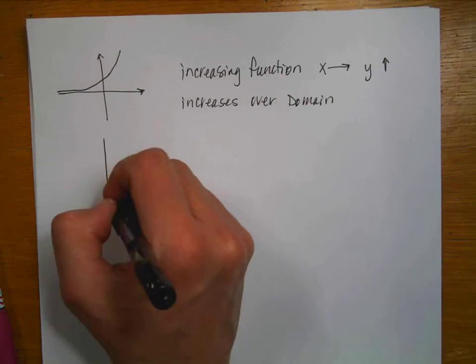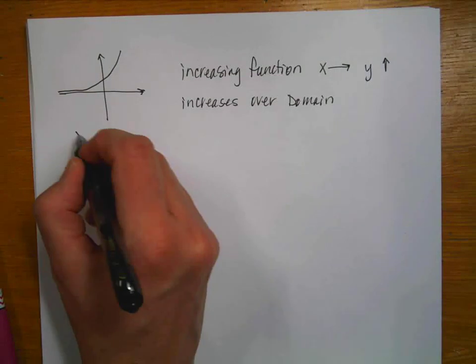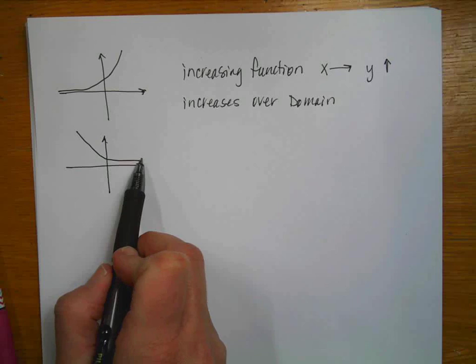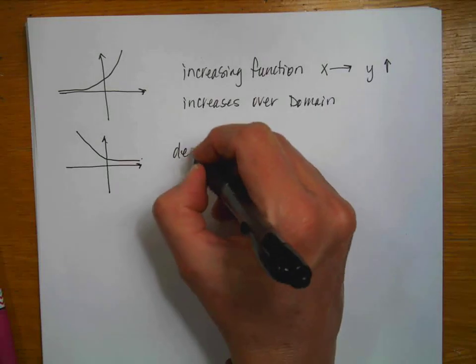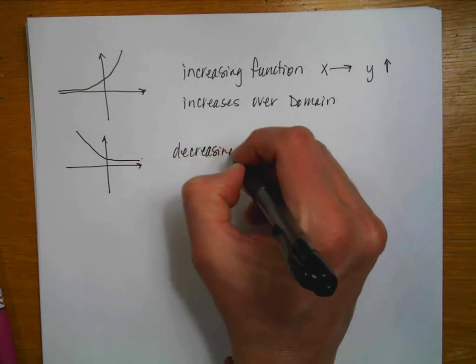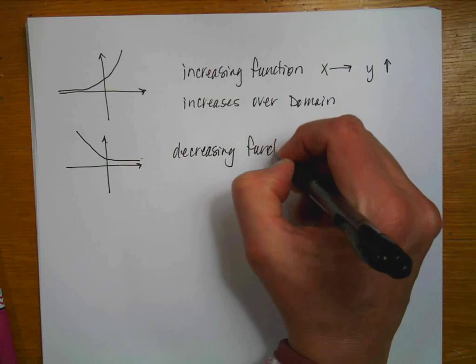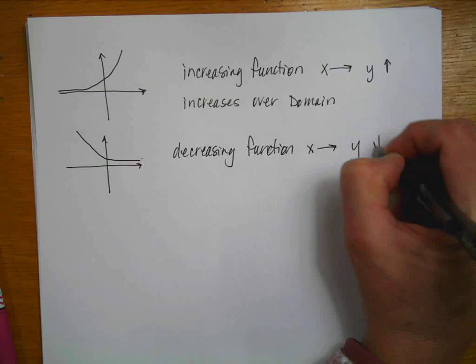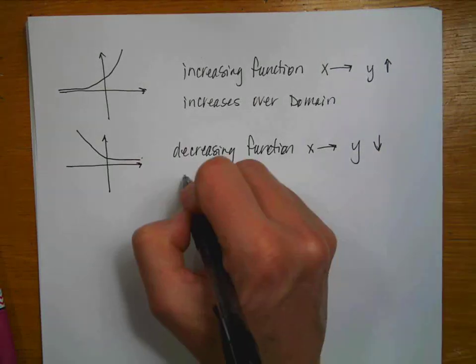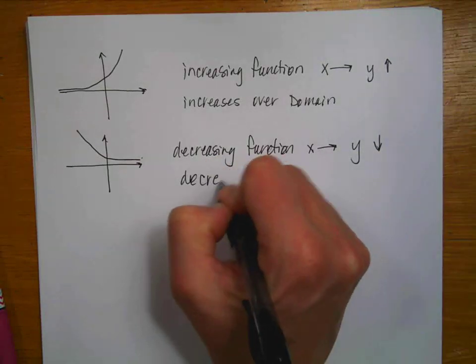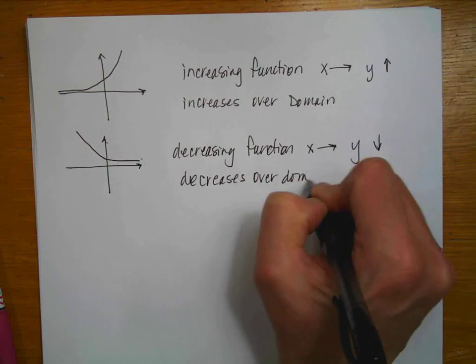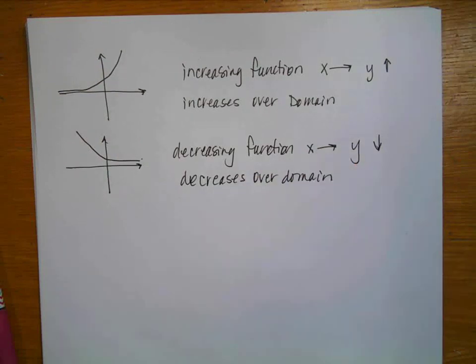And then we can also have a decay problem. I'm just going to show you this graph. So notice that my curve would go the opposite direction. So this would be a decreasing function, meaning that as x gets bigger, y gets smaller, and we would say that this particular function is going to decrease over the domain.